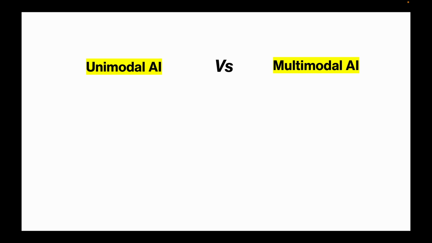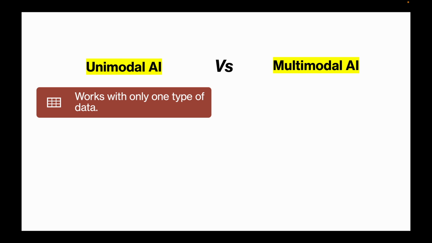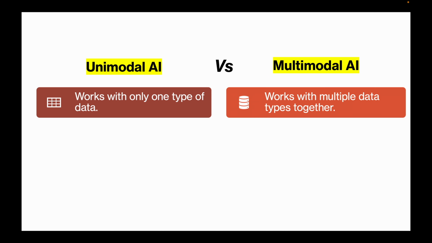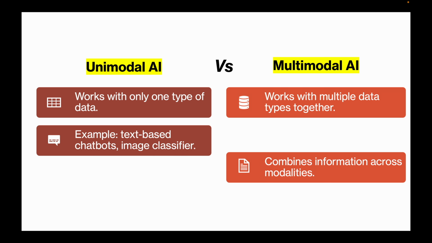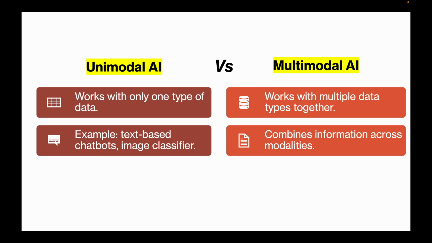Unimodal AI versus multimodal AI. Unimodal AI works with only one type of data. Multimodal AI works with multiple data types together. Examples of unimodal AI are text-based chatbots which only process text, and image classifiers which only process images. Whereas multimodal AI combines information across modalities. Unimodal AI systems are effective within their domain only. They lack the ability to integrate information across different modalities.